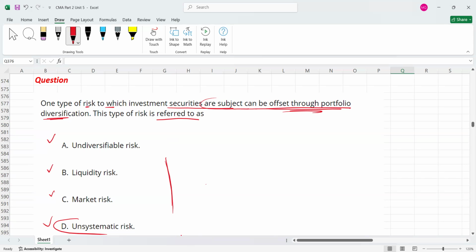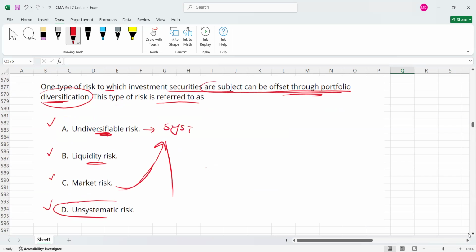Understood? So undiversifiable risk is the systematic risk, because this is undiversifiable, but the question is about diversifiable risk, right? Liquidity risk is something different, that you cannot sell the securities on short notice without incurring a loss. This is liquidity risk. Market risk is a systematic risk, the other name for systematic risk. So it means option D, unsystematic risk, is the correct answer.